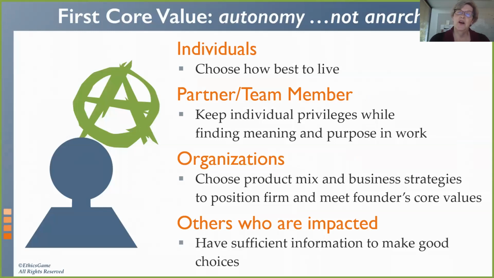As we think about autonomy, we want individuals to choose best how they're going to live. What kind of jobs do they want? As we begin to work in a team together, we care about keeping our individual privileges, our individual flexibility, our individual gifts and talents, while we find meaning and purpose in the work. Individual organizations get to choose how they want to be in the community. But what do they want to provide? What is their product mix going to look like? What are their strategies? How do they live into their founders' values?